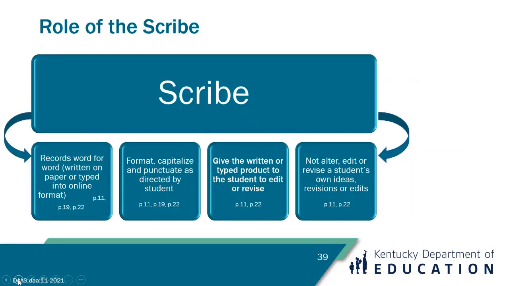A scribe must, regardless of testing format, record word for word what the student says, either written onto paper or typed into the online platform. Format, capitalize, and punctuate as directed by the student. Give the written or typed product to the student to edit or revise, and not alter, edit, or revise a student's own ideas, revisions, or edits. These rules never change, whether a test is given online or paper and pencil.